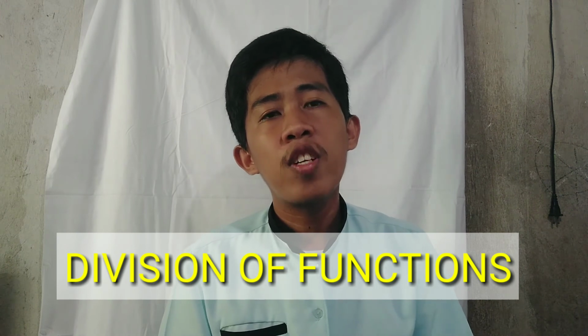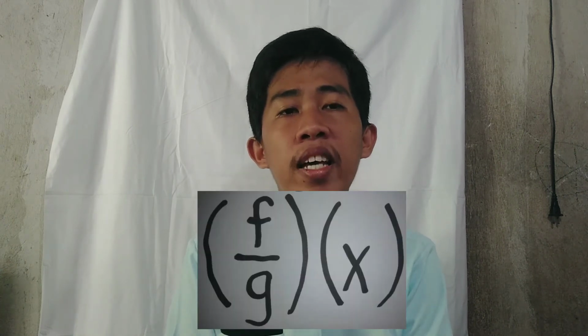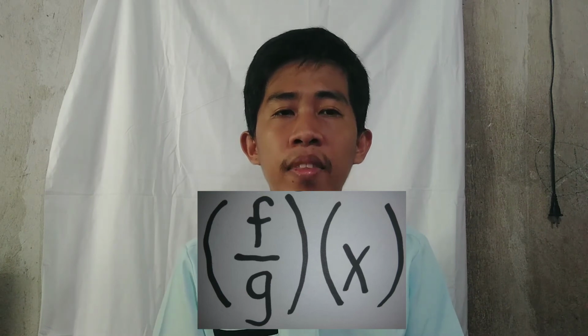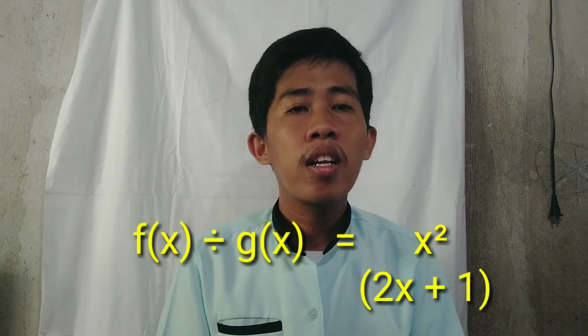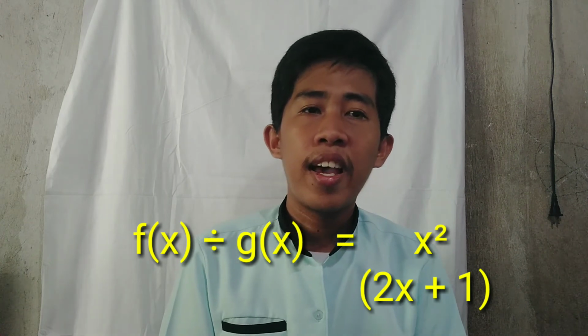And last but not the least, the division of two functions. So, ganun pa rin. Let's say f of x divided by g of x, that would be x squared over 2x plus 1. So that's it. That's our final answer, since that cannot be further simplified already, because that is already in simplest form. So that's your final answer.